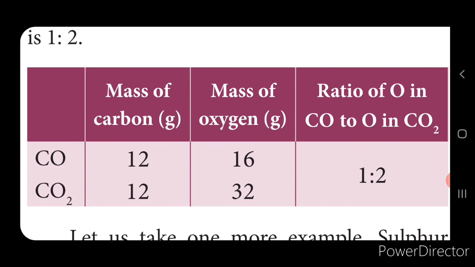Now the mass of the carbon in both the compounds is the same, that is 12 and 12. But when you compare the mass of oxygen, there is one oxygen atom in carbon monoxide, and in carbon dioxide there are two oxygen atoms. So the mass of oxygen in carbon monoxide is 16 and in carbon dioxide is 32. Now here you have the fixed mass of carbon in both the compounds, but in oxygen it differs.